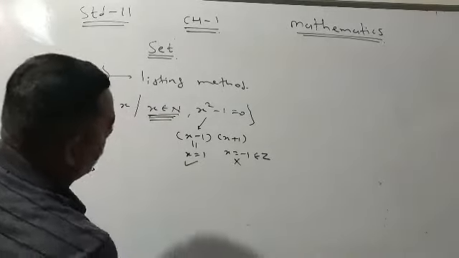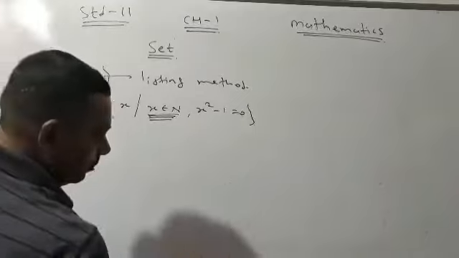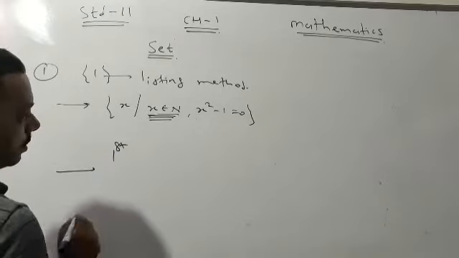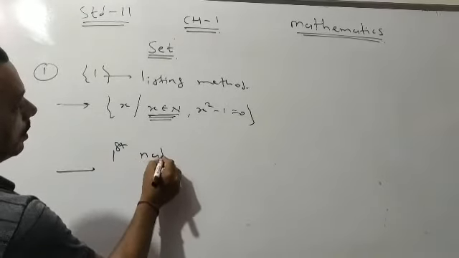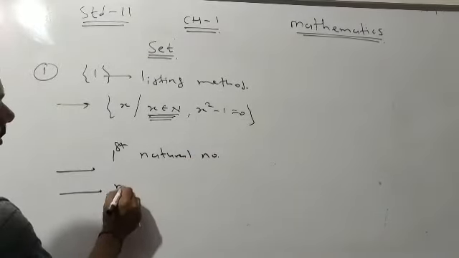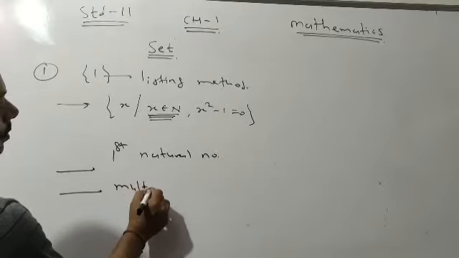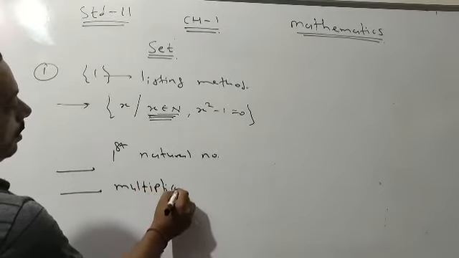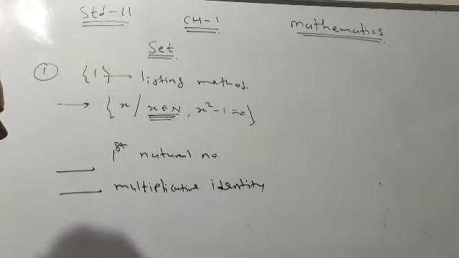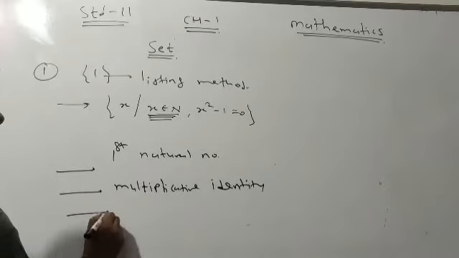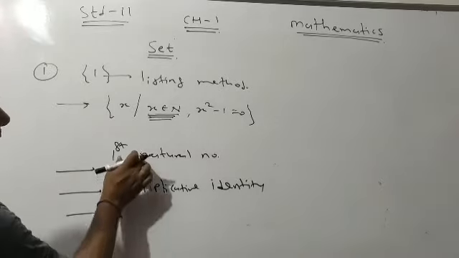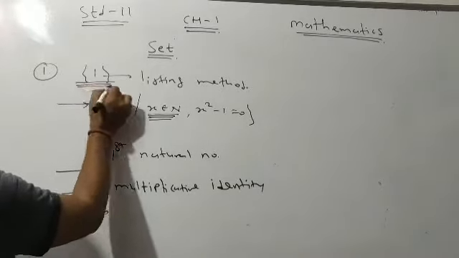Another way to write the same answer is first natural number, second multiplicative identity. Okay, see, these are the different answers for the set 1.